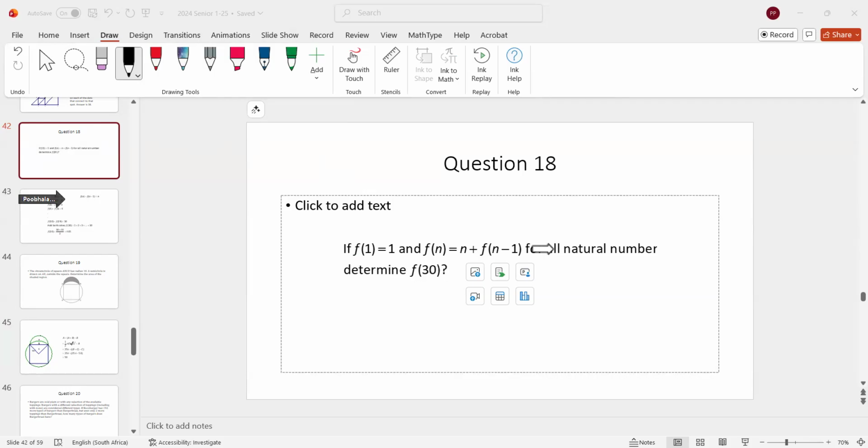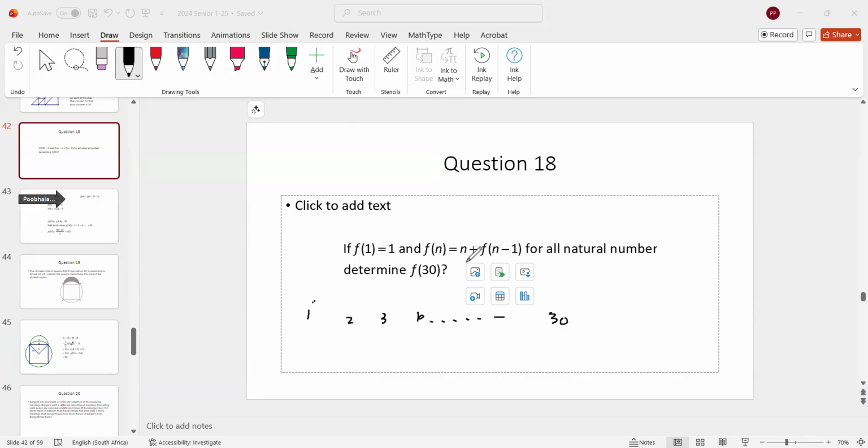Now, f is a function which assigns to all natural numbers some number. Let's have a look at what this function is doing. You got n minus 1 here. So you could start with n equals 1 here, and f of 30, you 1, 2, 3, 4, all the way up to 30.